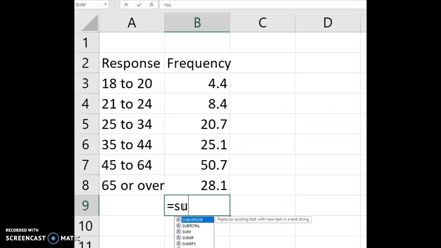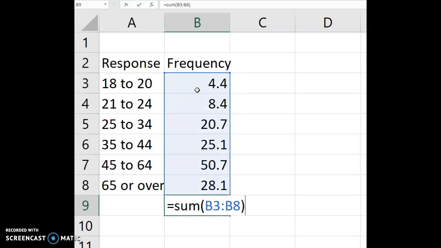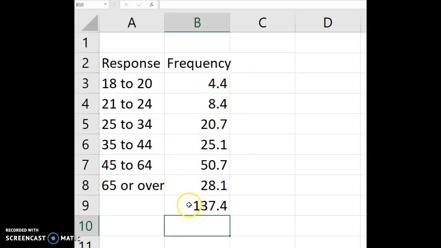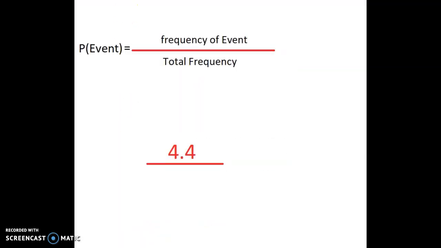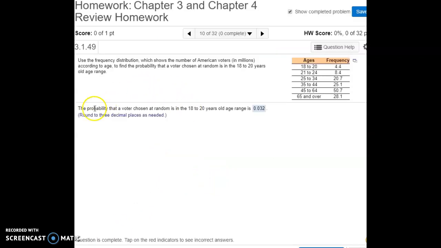And here I'm just going to use the sum of all the different tallies from our frequency distribution, and I get 137.4. And so that would need to be our total frequency down here, 137.4. And if we divide that 4.4 divided by 137.4, we're going to get the probability of our event of choosing someone in the 18-20 years old range.